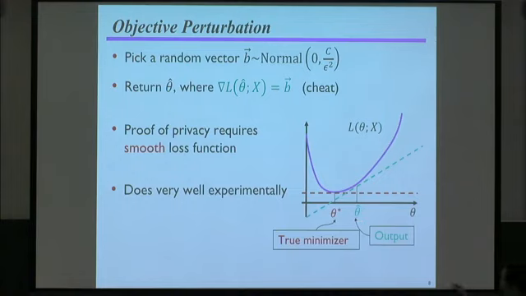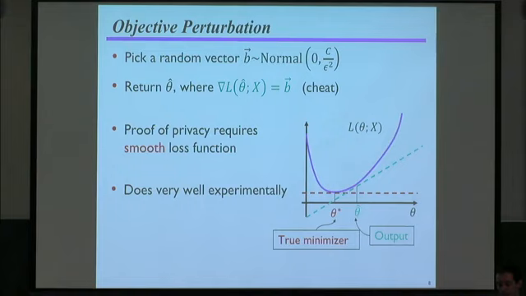And in general, this method does really well experimentally when you have a nice smooth loss function. So for example, for logistic regression, it works very well. And one of the reasons it does so well is that if you have a data set where the minimizer is really well defined, where as you go away from the minimizer the loss function increases steeply, then this additional perturbation has very little effect.